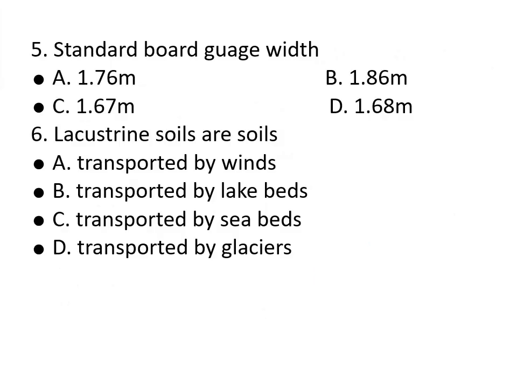In fifth question, standard broad gauge width is 1.68 meter and broad gauge means distance between two tracks in railway gauges. In sixth question, lacustrine soils are soils which are transported by lake beds. Option B is the answer and by the river is alluvial soils, by sea is marine soils, by wind is aeolian soil and by glacier is drift and till and by gravitation is colluvial soils.